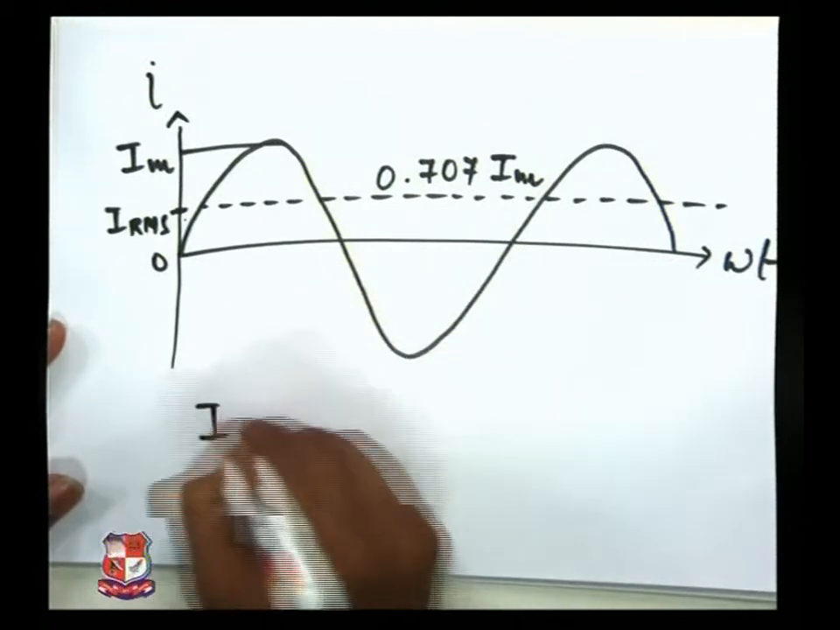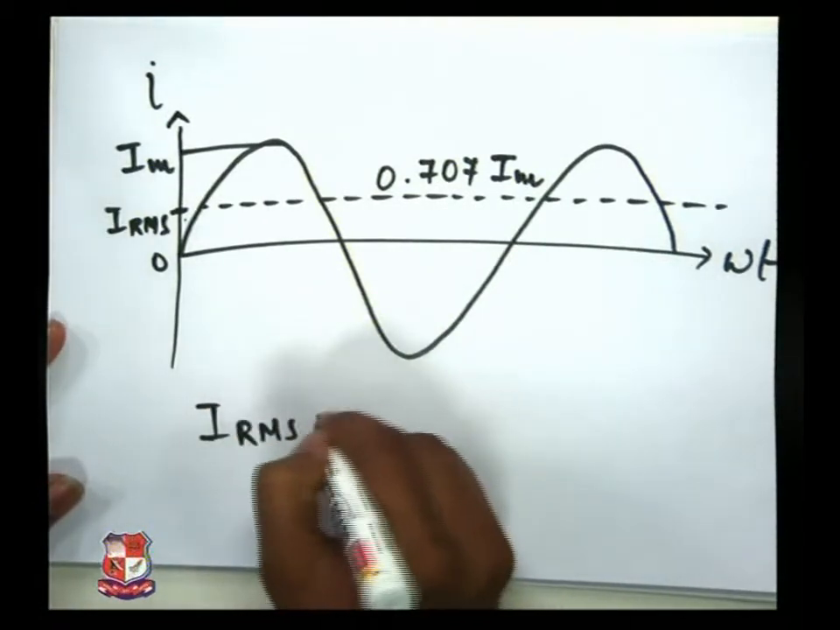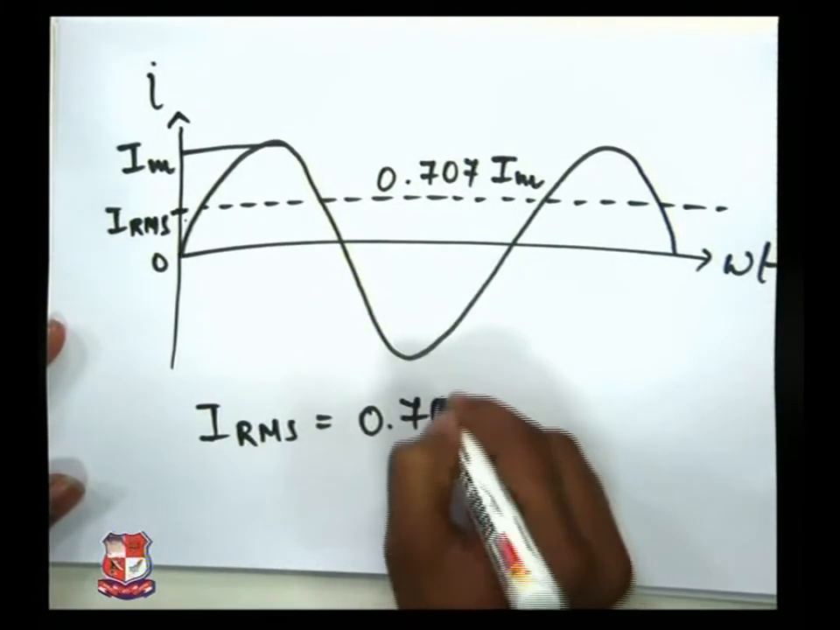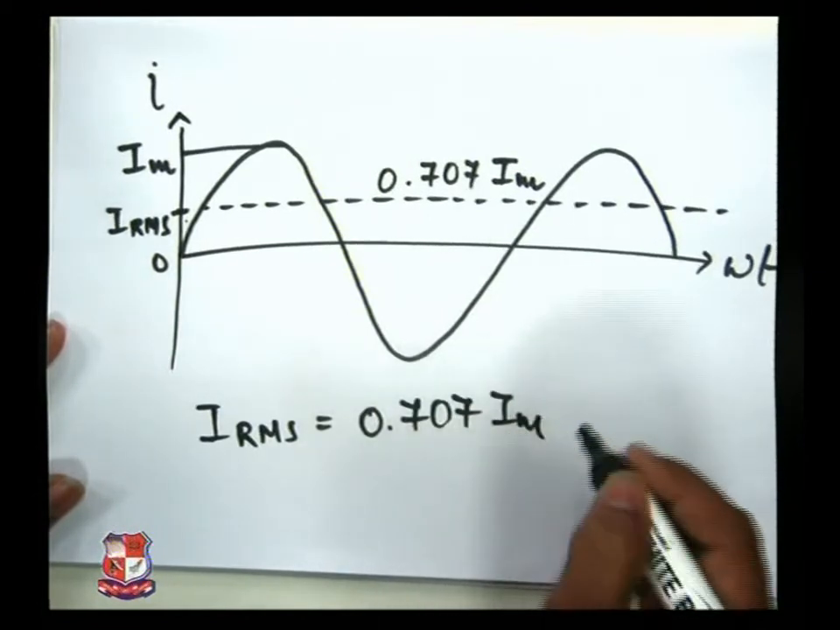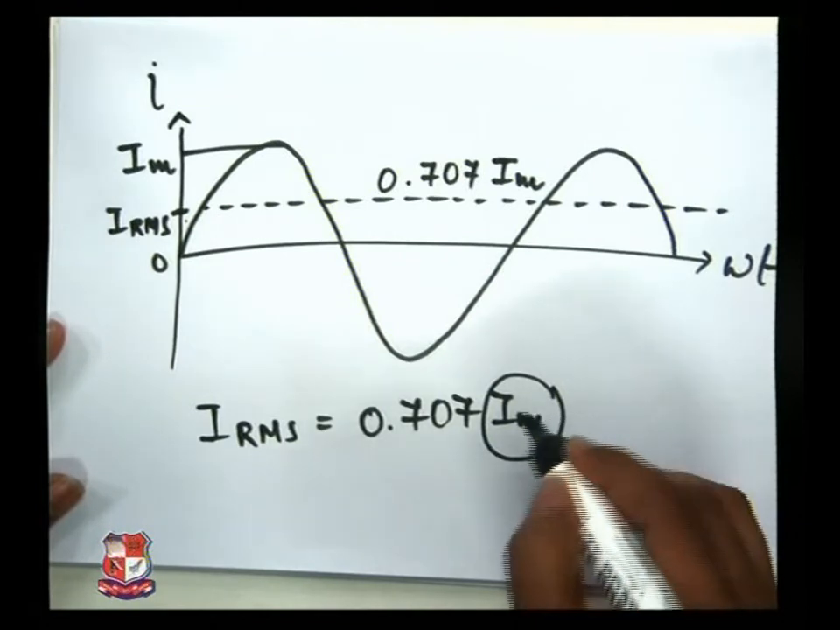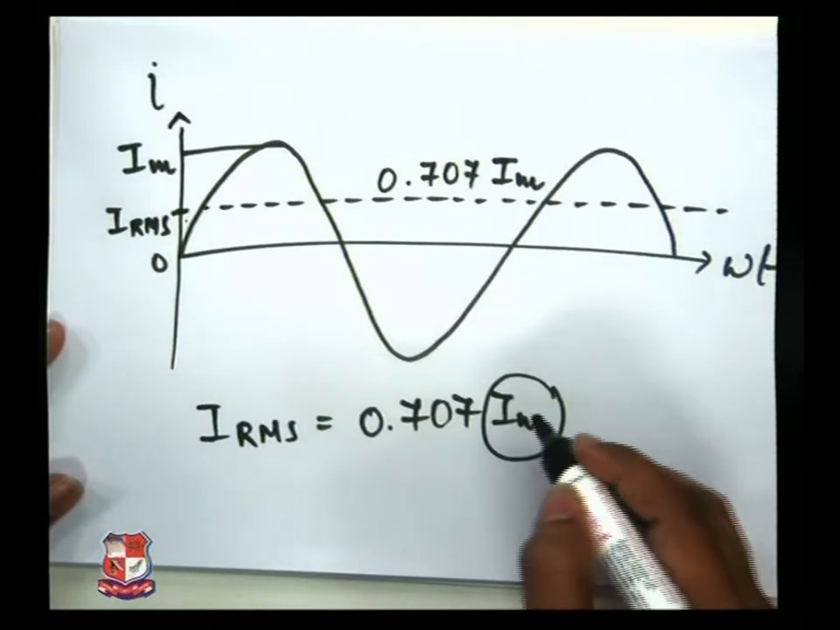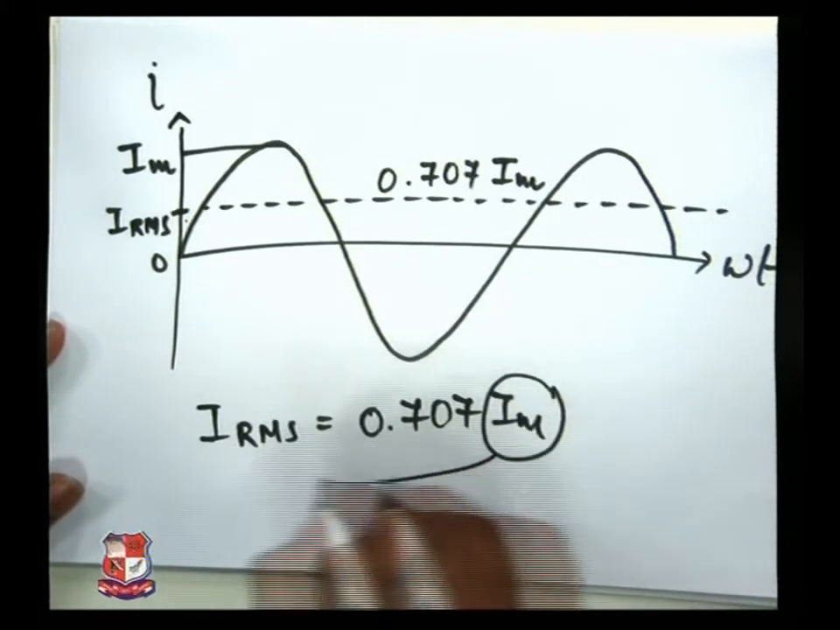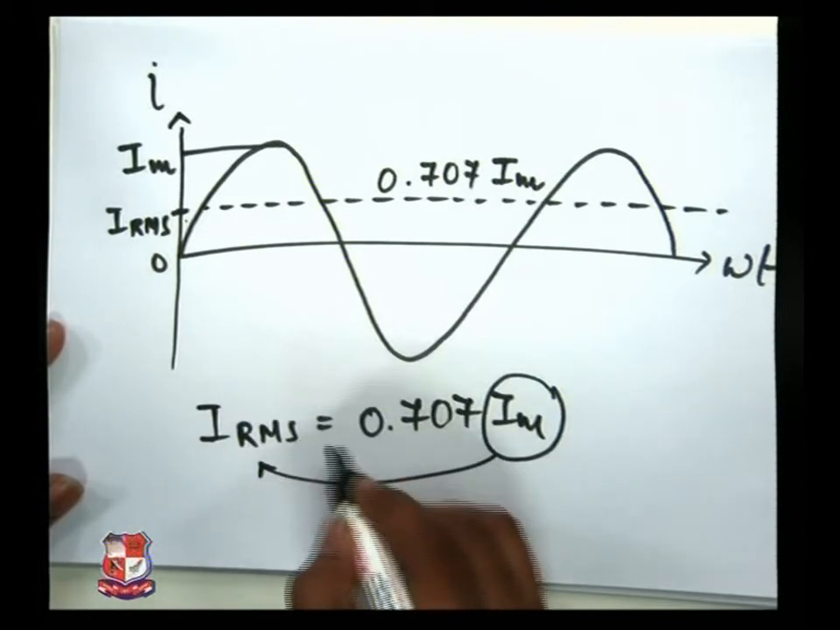So for us it's very important to have the value of IRMS. According to the value of Im, for the instantaneous current, you can find out the value of IRMS.